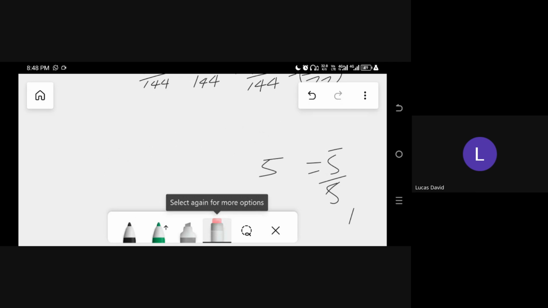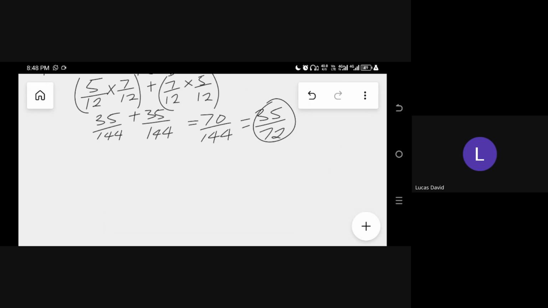Yes, sir. Okay, so that's why that is 144 at the bottom, because when you look for the LCM of the denominator, it's 144. Do you understand now? Yes, sir.